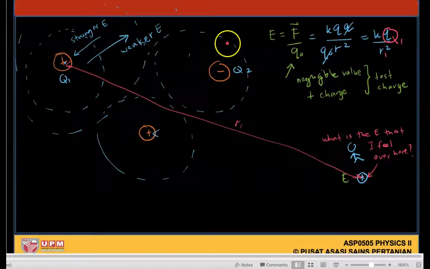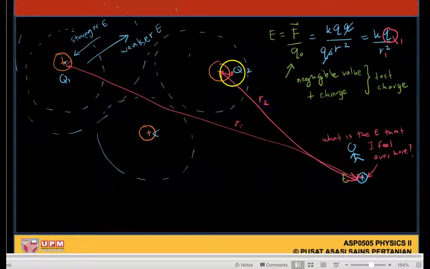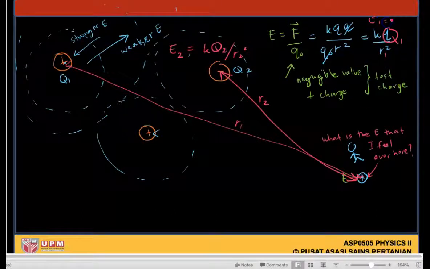If I wanted to know the electric field exerted by Q2 on the test charge, same thing. I need to know the distance between them, R2, and my equation should be KQ2 over R2 squared. This is the E by 2. This is the E by 1, by charge 1. So conceptually, this is how we do it. This is how you make sense of things. Now, how do we apply it to solve questions?